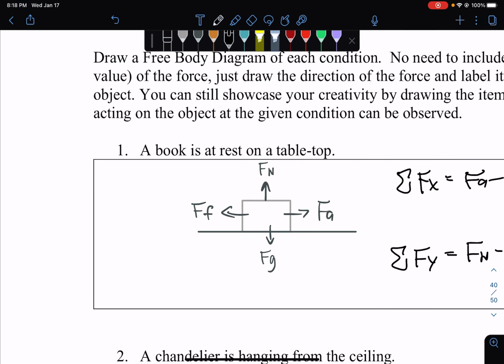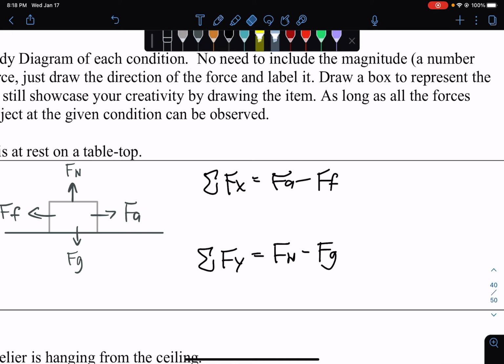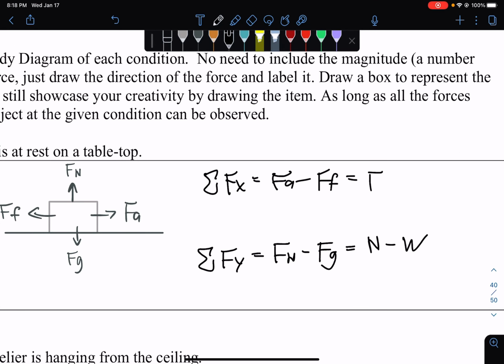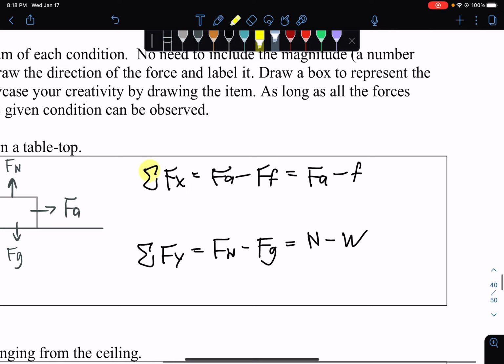So normal force will be written as N, and then the Fg will be written as weight. And then Fa, we just write Fa. And then frictional force can be written as F only.